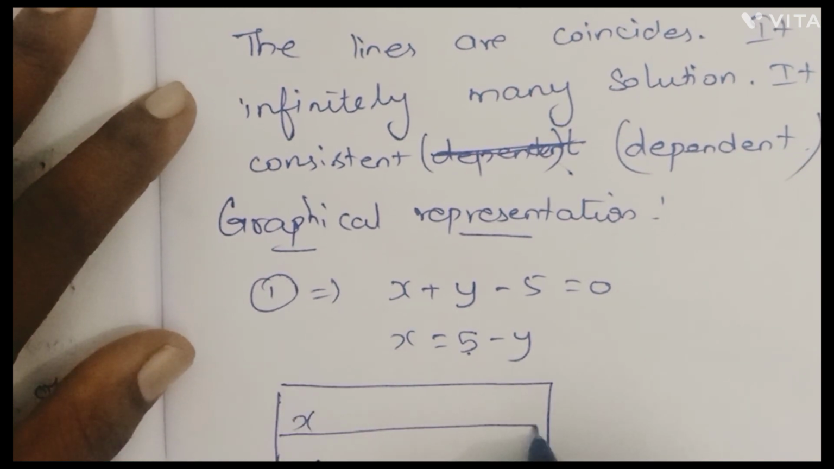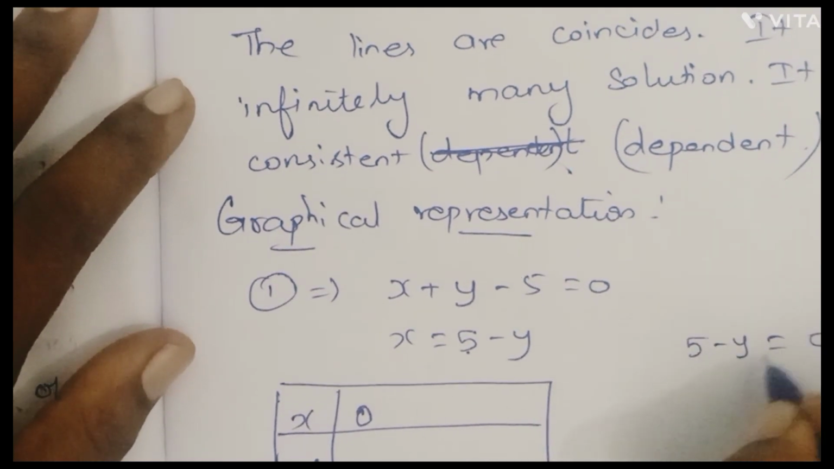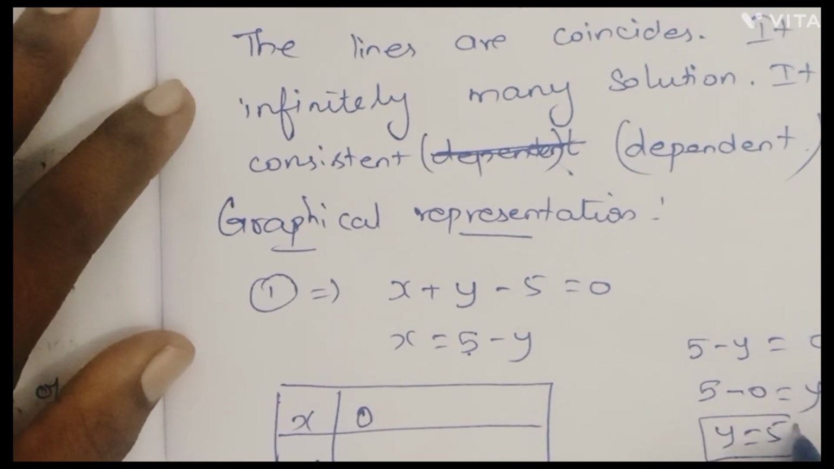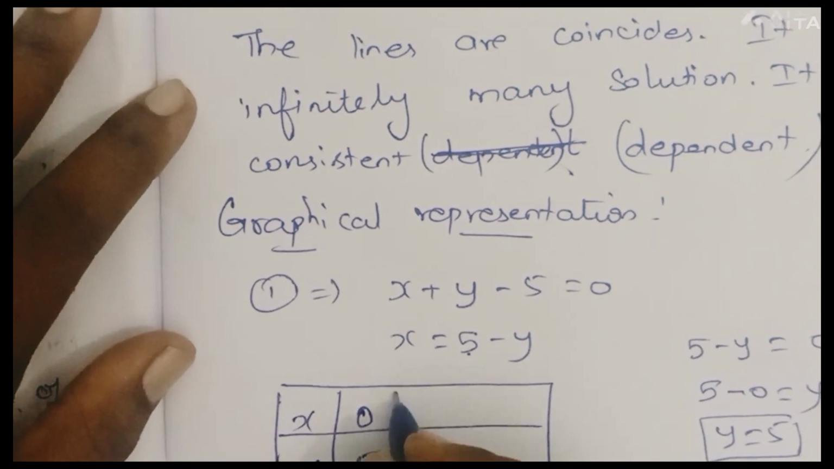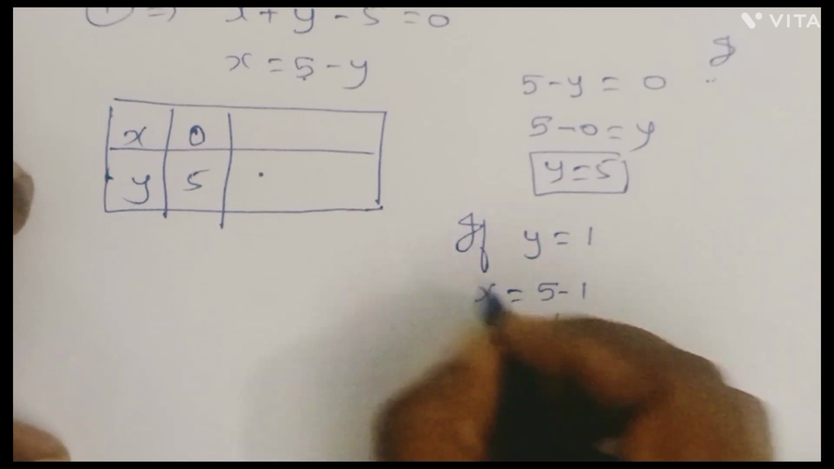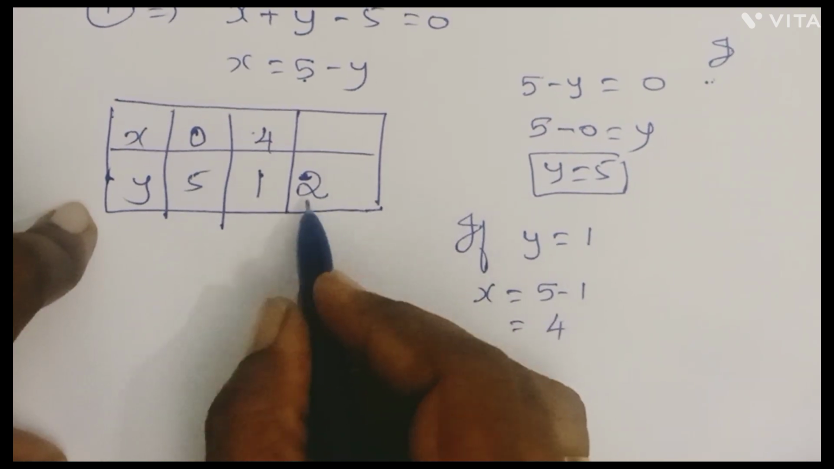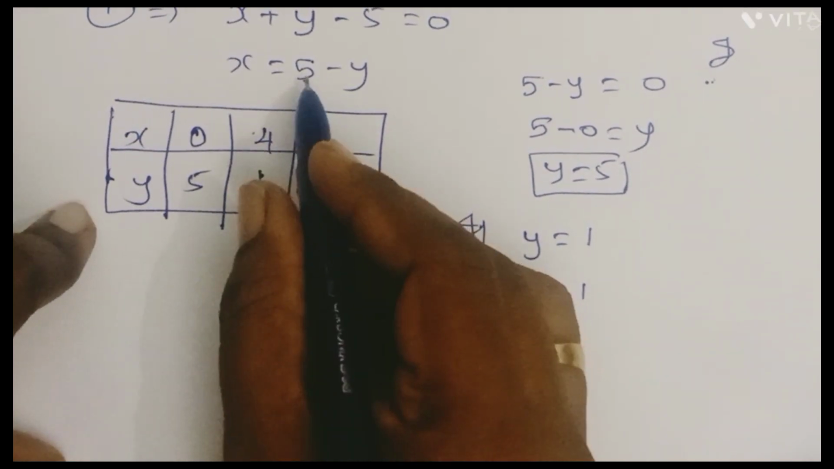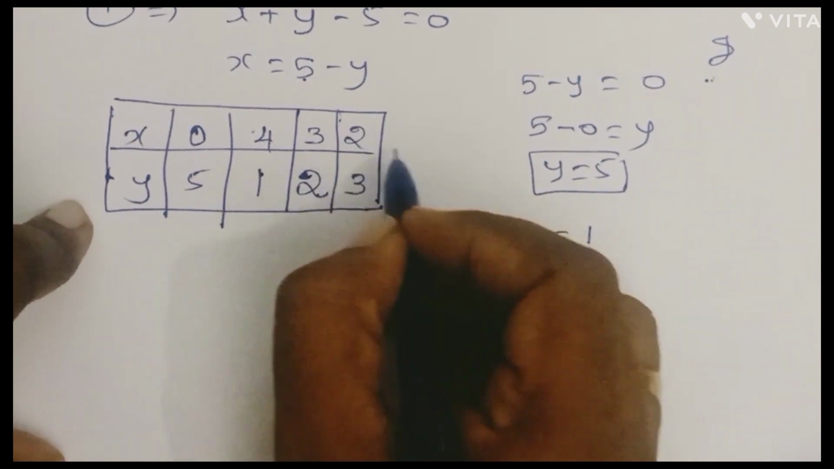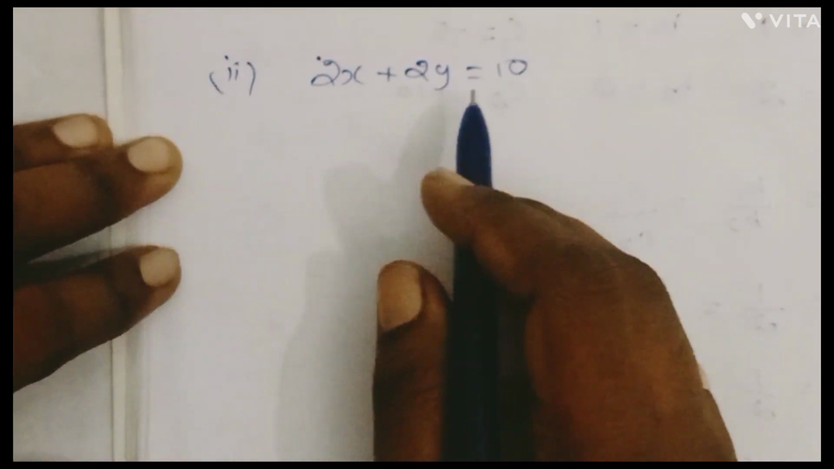So now, x, y. When x is equal to 0, then 5 minus y is equal to 0, 5 minus 0 is equal to y. So y is equal to 5. If y is equal to 1, x is equal to 5 minus 1, which is 4. When y is equal to 2, x is 5 minus 2, which is 3. When y is equal to 3, then x value is 2.